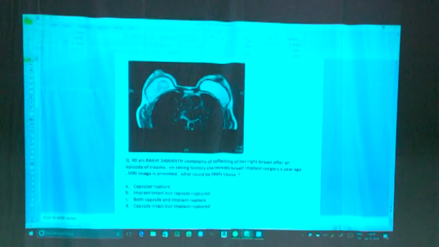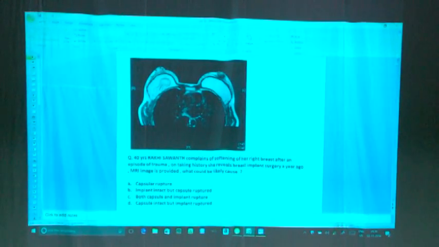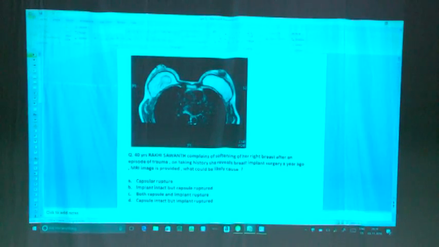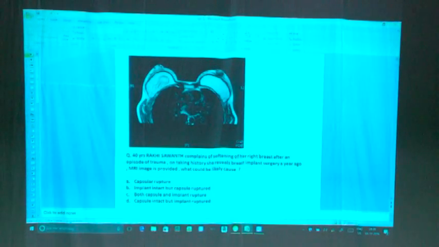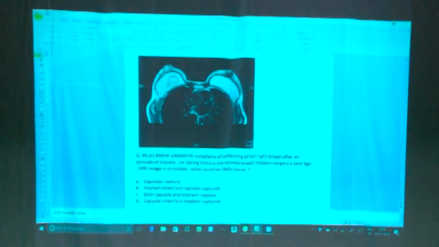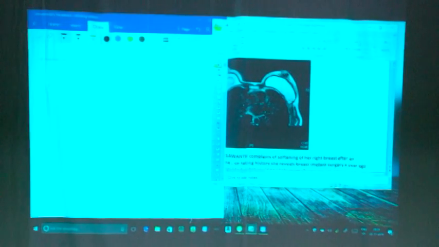Capsule intact but implant rupture. This was your last year AIIMS question. ABCD में से बताओ सर आंसर. Okay. To understand that, you need to understand basically how does it work. We'll talk about breast implant for a second.